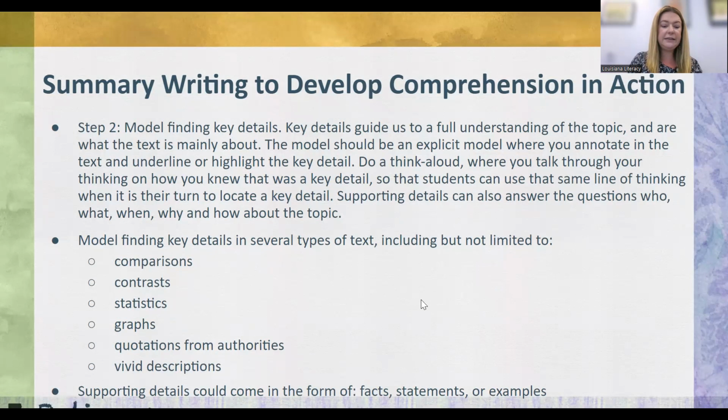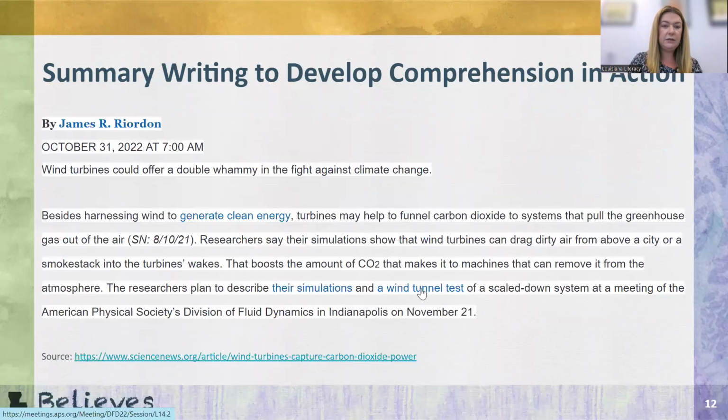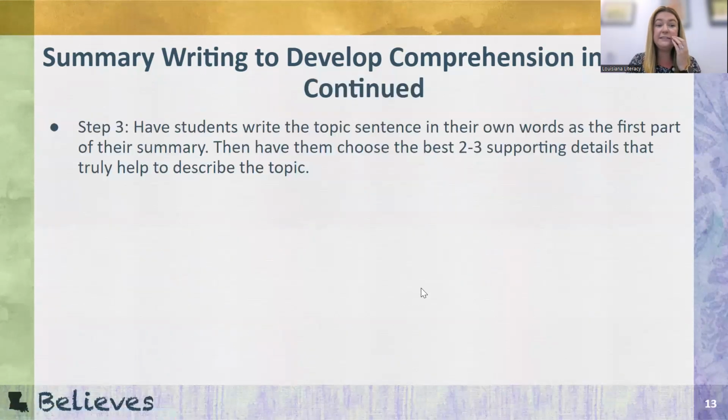And then lastly, okay, let me go back to that. Lastly, step 3 says have students write the topic sentence in their own words as the first part of their summary. Then have them choose the best 2 to 3 supporting details that truly help to describe the topic.